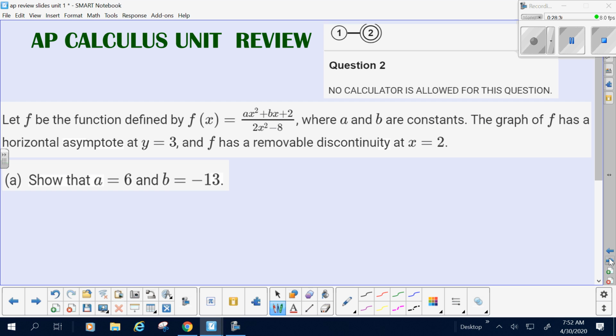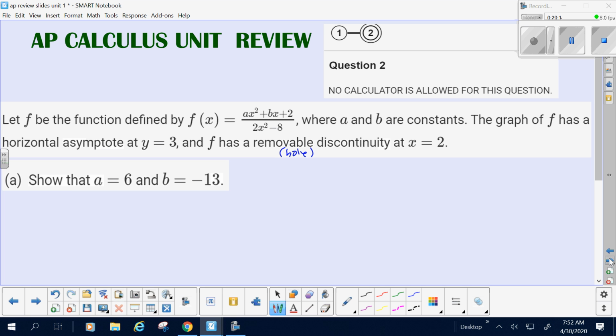And, jeez, I'm at 28 minutes. The second one: let f be the function defined by, so they give you this wacky rational function, so much missing. The graph has a horizontal asymptote at y equals 3, okay? And f has a removable discontinuity, which is to say a hole, at x equals 2. All right, show that a equals 6 and b equals -13.